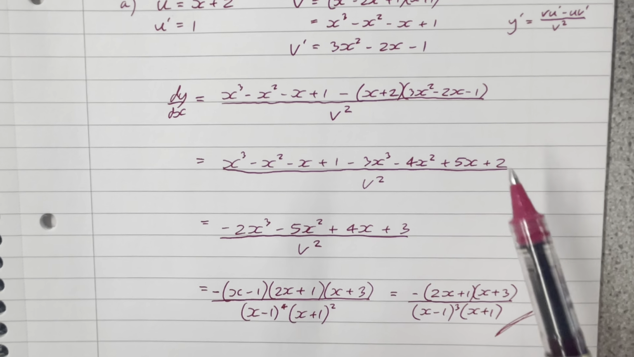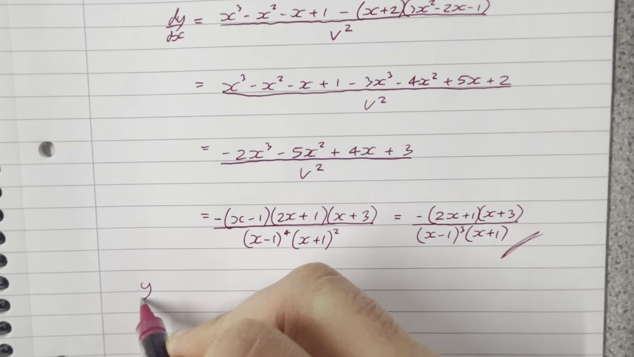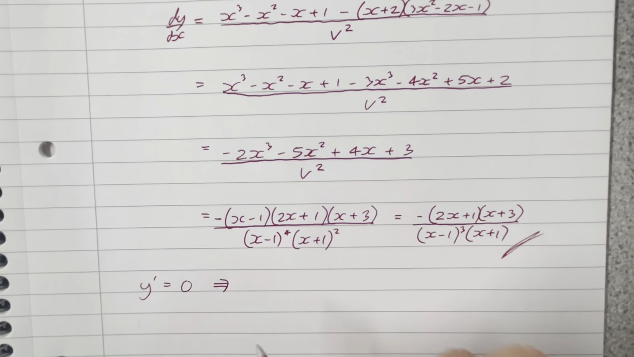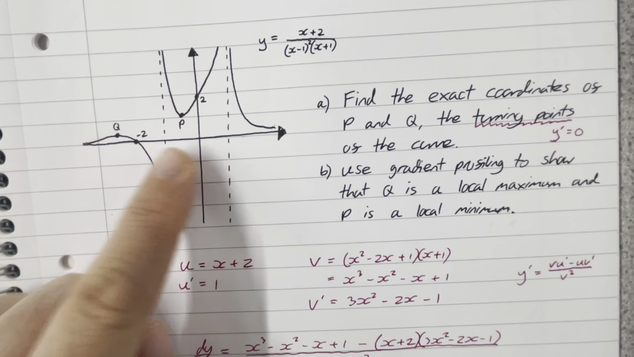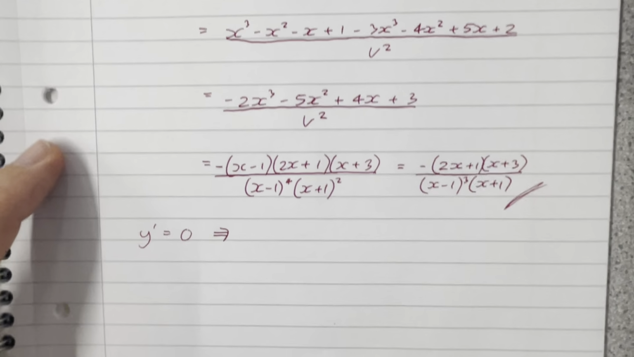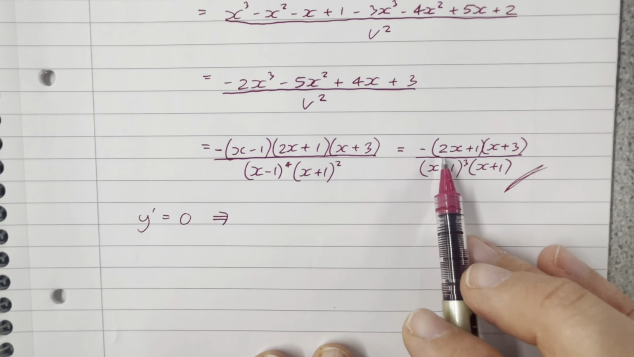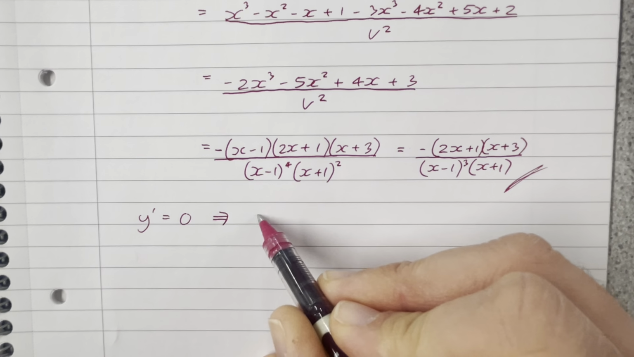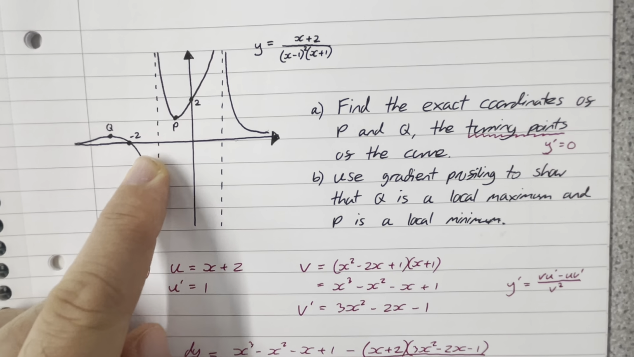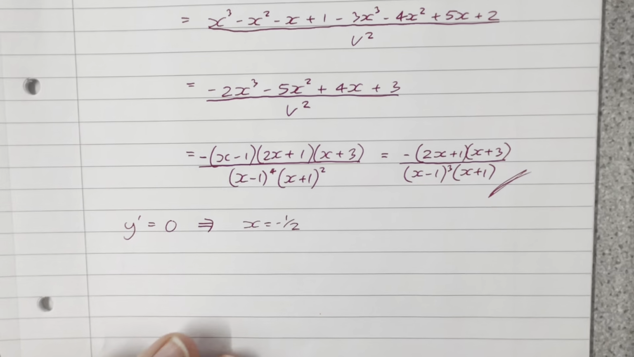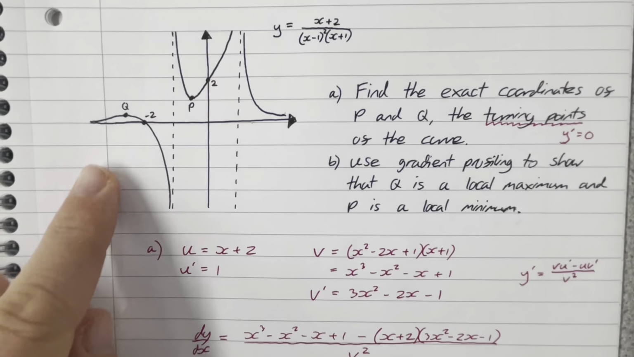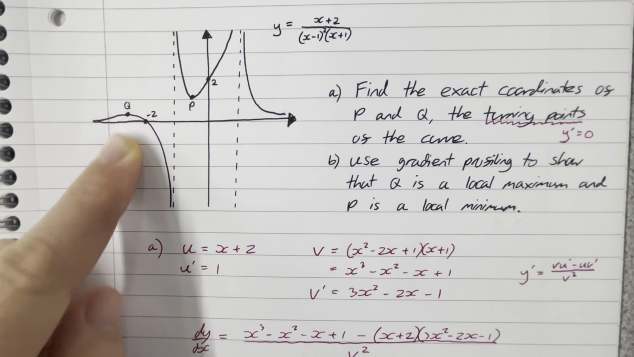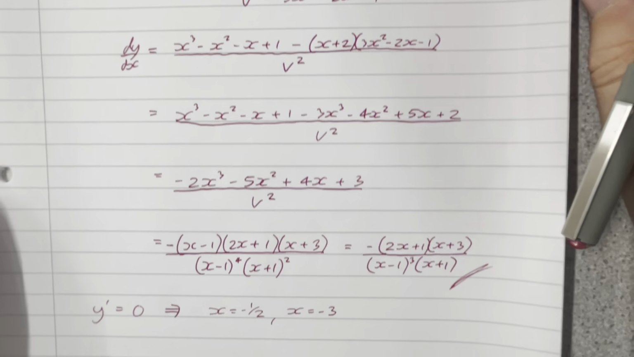Now, I want to find the turning points of the curve, so I'm going to set y primed to be 0. And I'm expecting 2, because the graph alluded to that. There's a p and a q, one that's between minus 1 and 0, and one that is less than minus 2. This bracket is 0, which means x is minus a half, and that fits with the graph. You can see that p lies between minus 1 and 0, so that's good. And also x is minus 3 gives a solution as well. And again, we can see that that fits with this one here, q. So that gives me my x coordinates of my turning points.